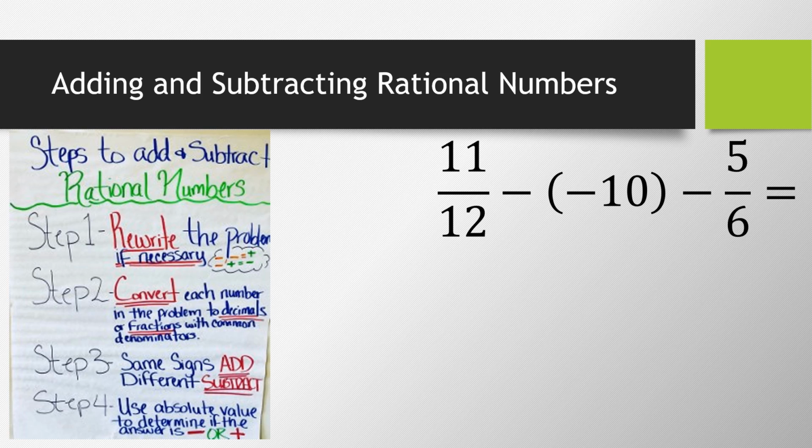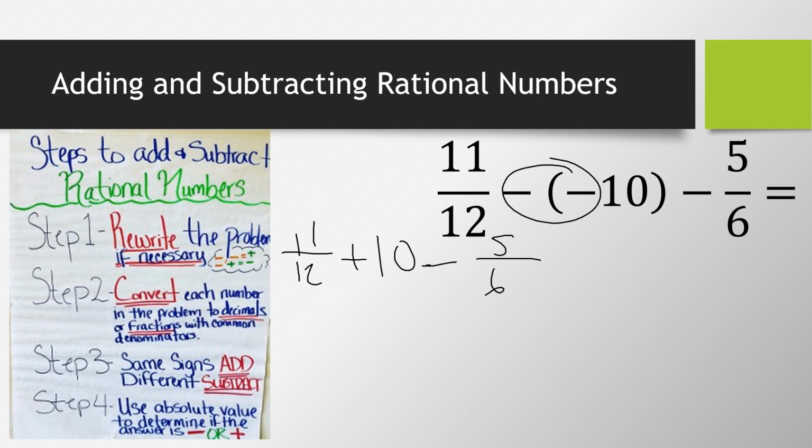So for this problem, I'm also going to turn it into a fraction with common denominators. So first I need to rewrite because I see two signs. So I see 11/12 plus 10 minus 5/6 equals. I know my common denominator would be 12, so I'm just going to go ahead and do it up here this time. In order to get to 12, I have to multiply 6 by 2. So I have to multiply 5 by 2. So that's going to give me 10 over 12.